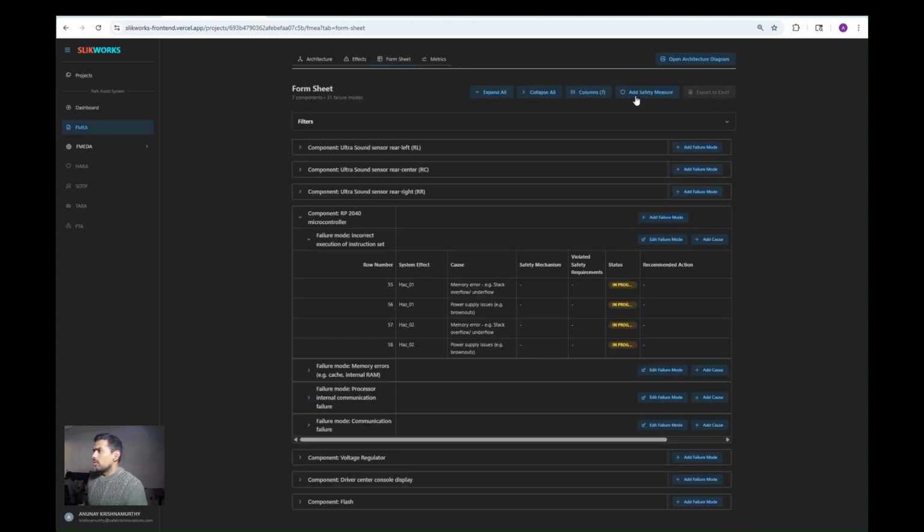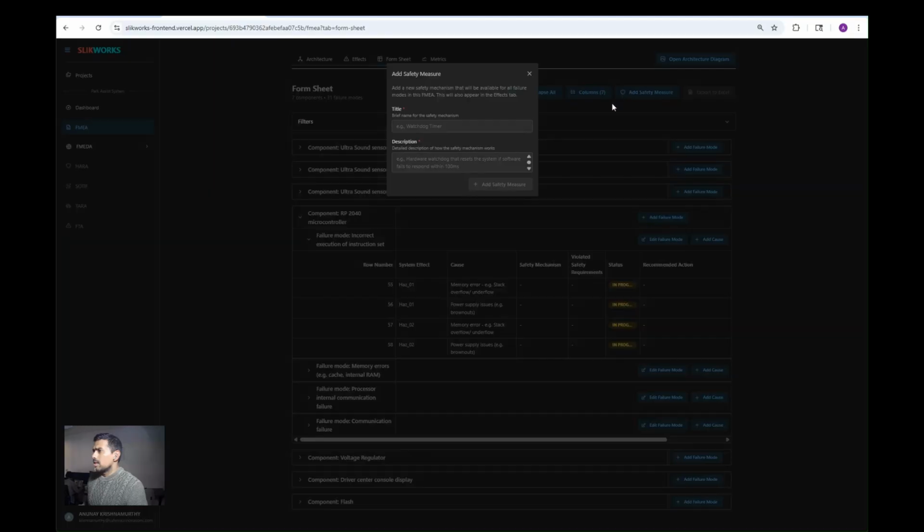So what we could do is say add safety measure, stack overflow, underflow monitoring.